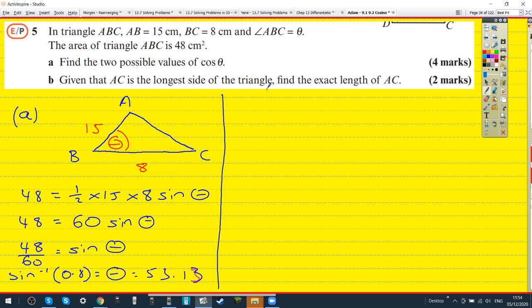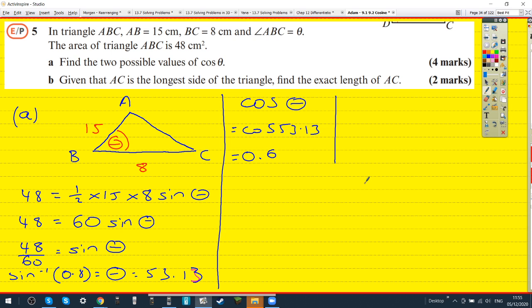You tell me. What is theta? Theta is the angle ABC. Yep. What's the size of that angle? 53.13. So would it be cos 53.13? Yep, which gives you 0.6. Is it exactly 0.6? If you did cos of the answer, I think you would get exactly 0.6.